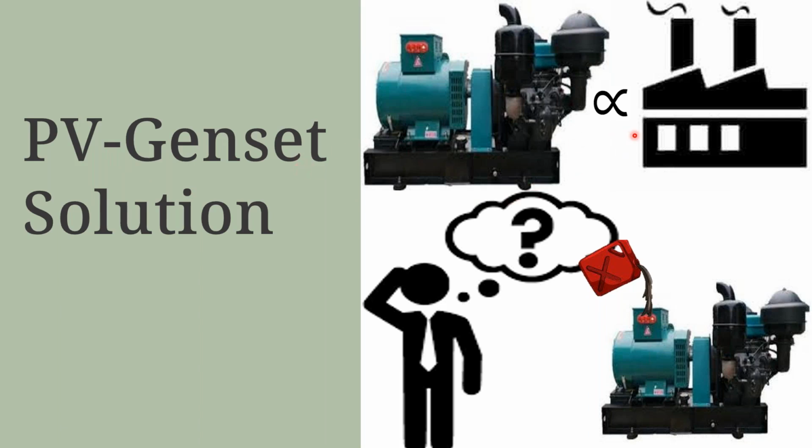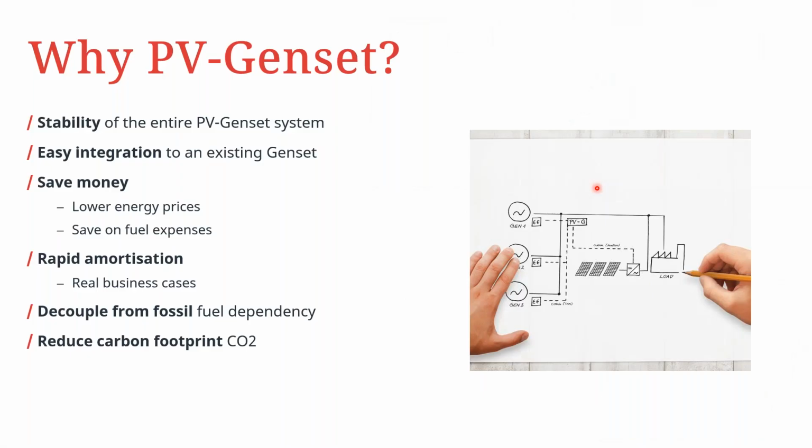So once PV is injected into the system, it goes a long way to reduce fuel consumption, thereby making it the most economic setup for such installations. Having said so, let's continue to give us reasons. Of course, I've already mentioned one reason why PV-Genset, but in order to add to them, it provides stability for the entire PV-Genset system.